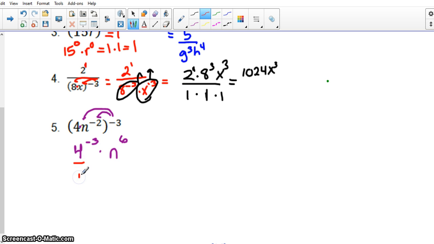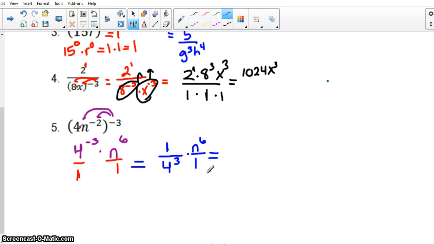Since this is not a fraction, I'm going to make it into a fraction by putting everything over 1. Okay, the only thing that needs fixed is that 4 to the -3, so I'm going to put that down in the denominator. And I'm going to put the 1 up top for the flip. The n to the 6th power stays put because it has a positive exponent. Now I'm just going to multiply straight across.